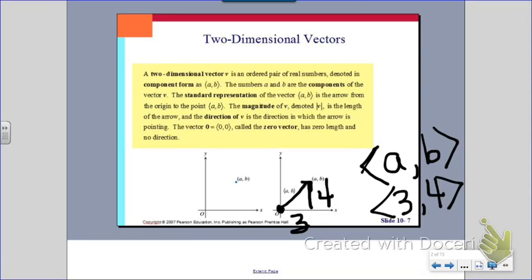Now, because we're allowed to move it around on a graph, this is the component form, which means any difference of x's is 3, any difference of the y's is 4, and that will still be vector <3, 4>. It's the same as the position at 0, 0, same direction, same magnitude, same length as the original vector, no matter where we move it.